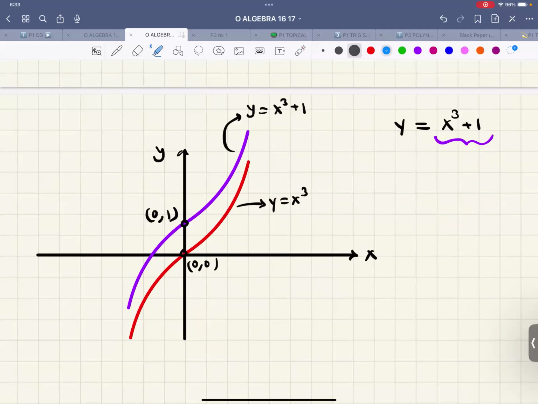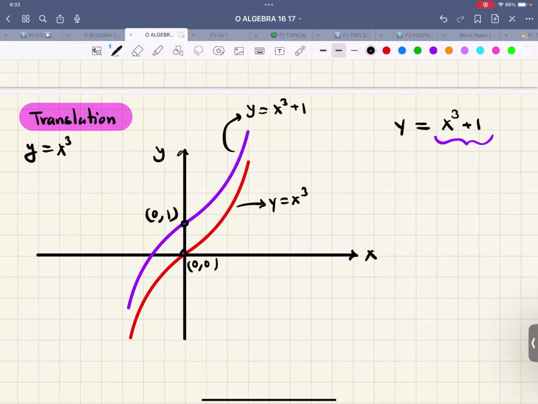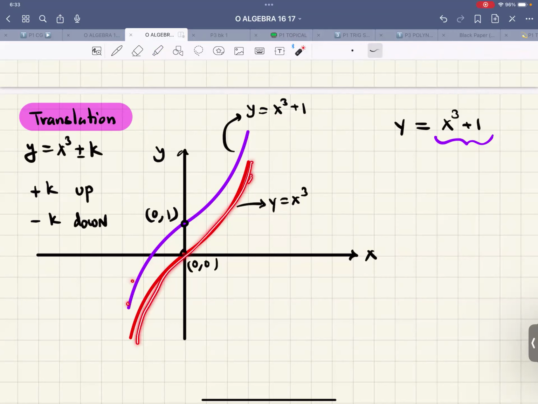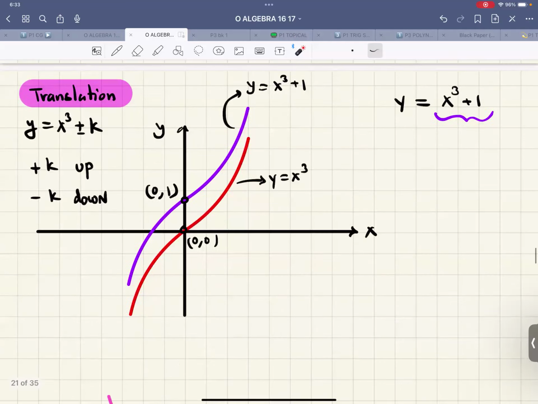The first thing, this is like a translation. So this is the concept of translation. That means if y is equals to x cube plus or minus a constant, if it's plus k, it moves up. If it's negative k, it moves down. K itself is positive. So over here, this is x cube plus 1. The whole graph is shifted. Graph is a collection of points. So the whole graph is shifted 1 unit up. This is the most prominent point: 0, 0 gets shifted to 0, 1.